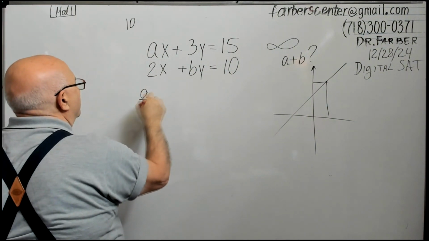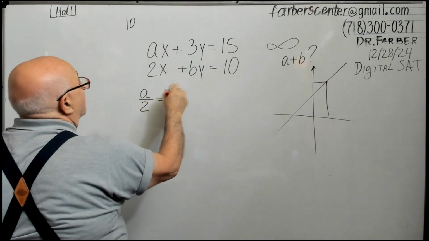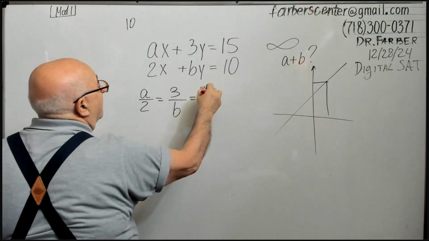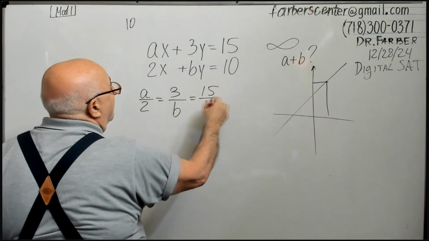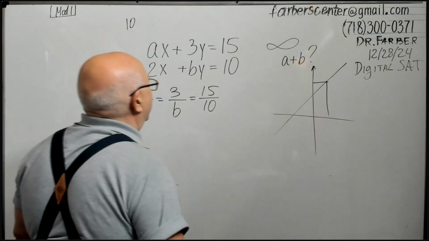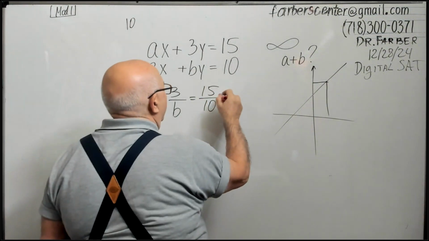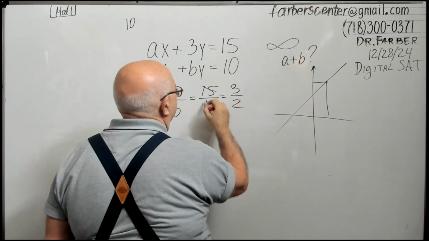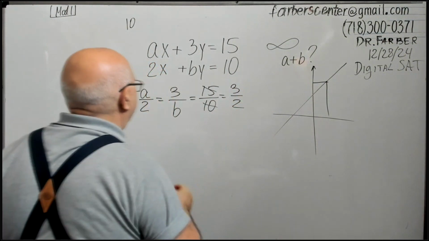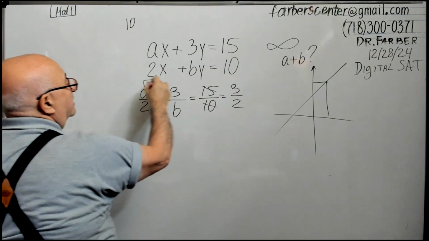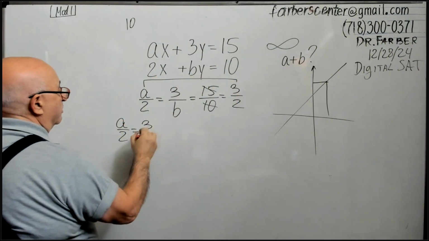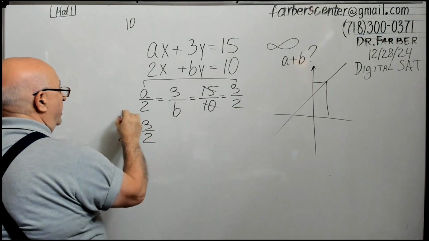So a over 2 equals, because this is the same line, and you can simplify this by 5, which is 3 over 2. Now this guy, a over 2 equals 3 over 2. So a equals 3.